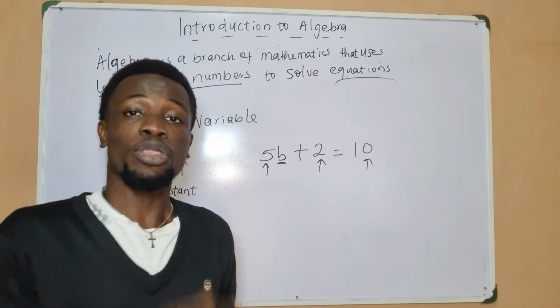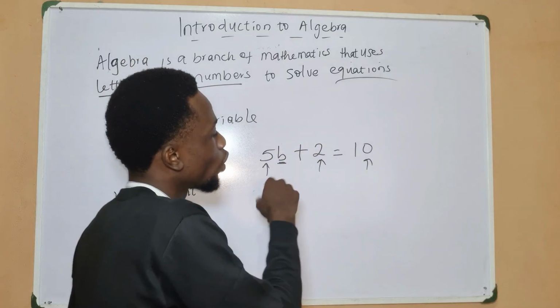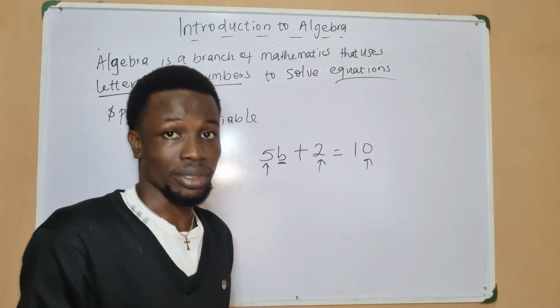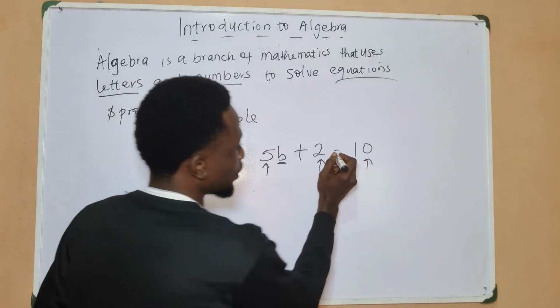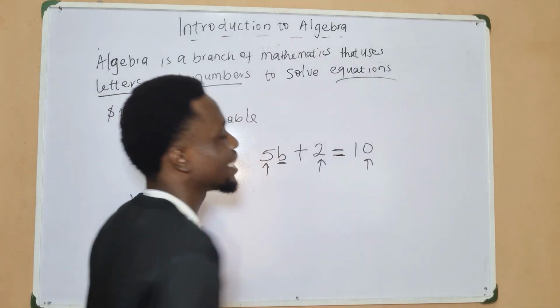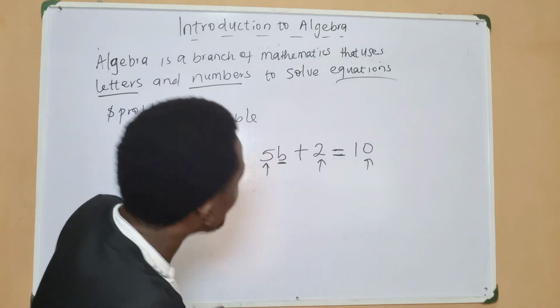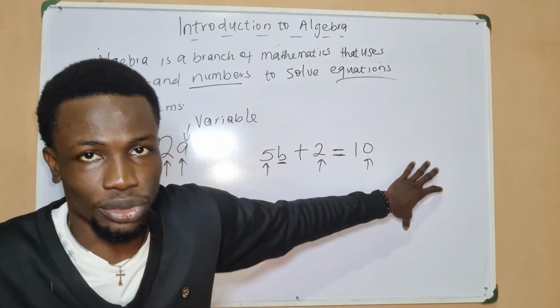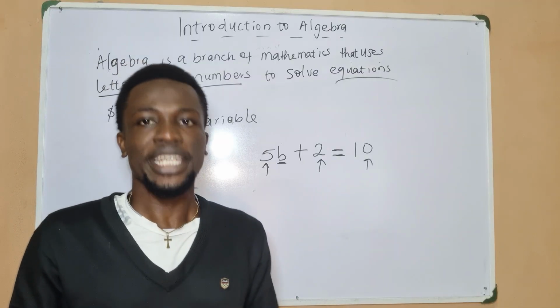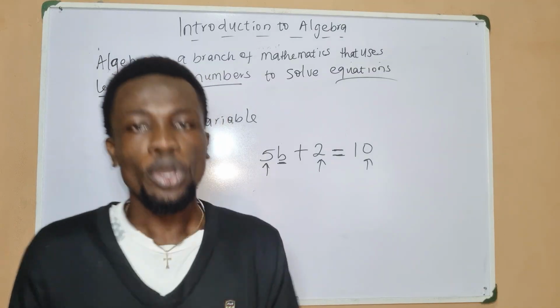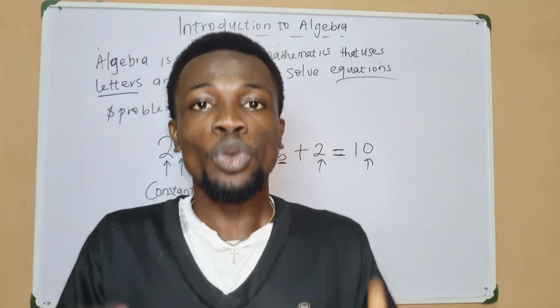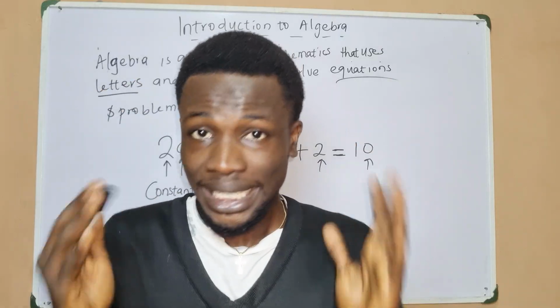Now, why is this an equation? It is an equation simply because there is an equality sign here. So this is an example of an algebraic expression in terms of an equation. So I hope and I believe that you now know what algebra is.